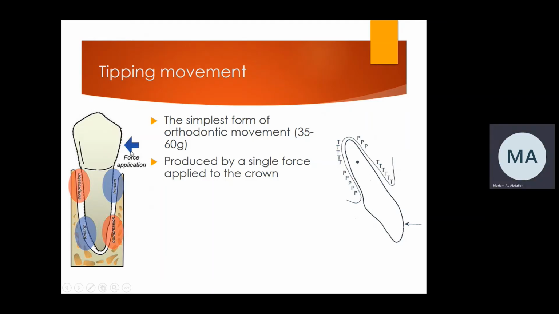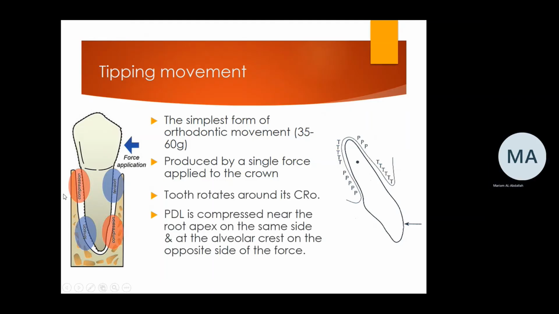And as you can see here, the periodontal ligament will be compressed and stressed near the root apex on the same side. So this is the root apex on the same side of the force, and at the alveolar crest on the opposite side. So this is the alveolar crest at the opposite side of the force. So the areas that will be compressed and stressed will be the root apex on the same side of the force, and the alveolar crest at the opposite side of the force being applied.